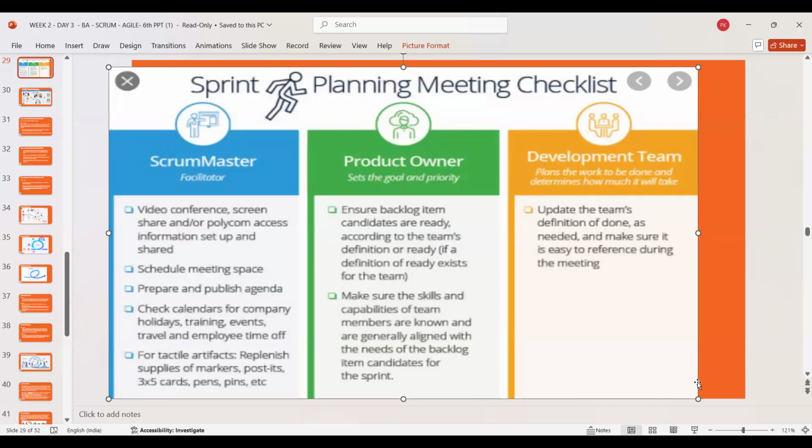Development team, product owner, second point: make sure the skills and capabilities of the team members are known and generally aligned with the needs of the backlog item candidates for the sprint.